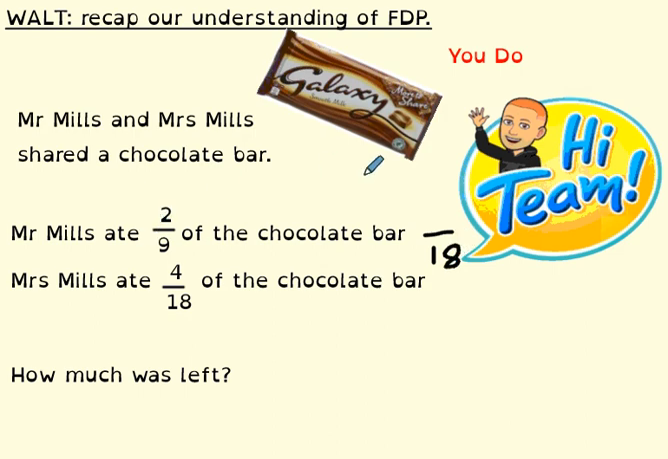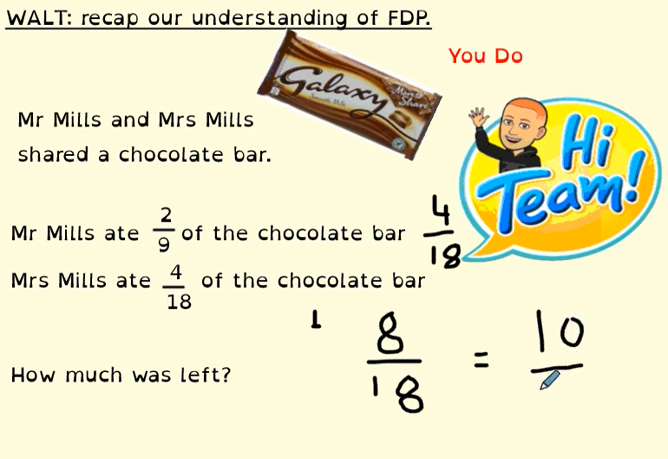So this time I ate 4/18 and Mrs. Mills ate 4/18. So in total, we both ate 8/18. If it was 18/18 to start with, we ate a combination of 8/18 between us. It means that there are 10/18 remaining. Or you can simplify it. You could have 5/9 of the chocolate bar remaining. You've got a question similar to that today where you've got to find your common denominator, add the 2 totals up, and then subtract to find how much is left.